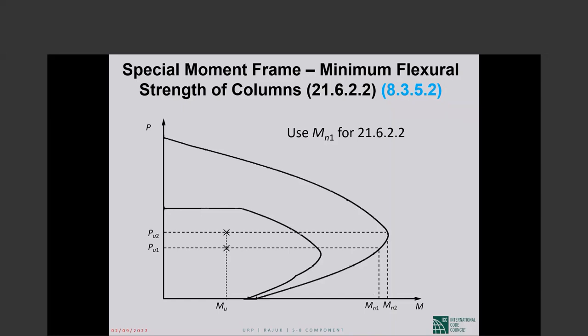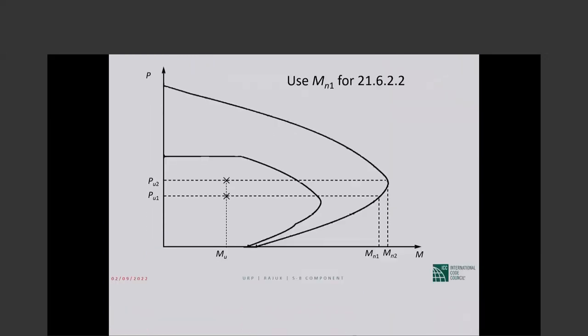So column flexural strength depends on the axial load sitting on the column. We have two seismic load combinations: additive load combination, counteractive load combination. Let us say the additive load combination gives you P sub U2 as the axial load on the column, and the counteractive gives you P sub U1. The moment strength corresponding to P sub U2 is M sub N2. The moment strength corresponding to P sub U1 is M sub N1. You shall use M sub N1 when you do your strong column weak beam check. The smaller of the two moments, you want to underestimate flexural strength of the column.